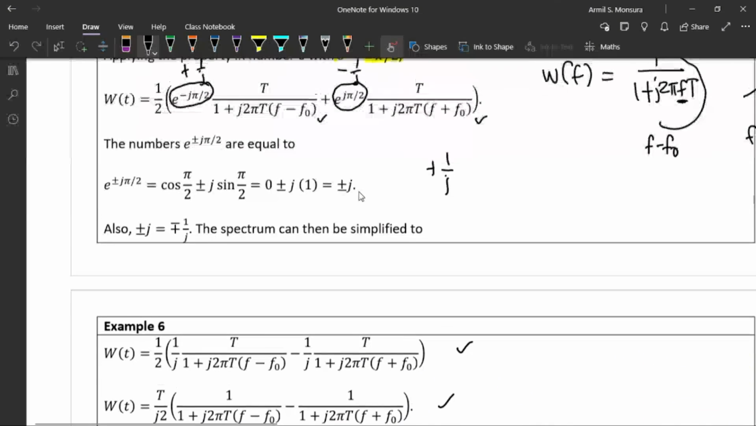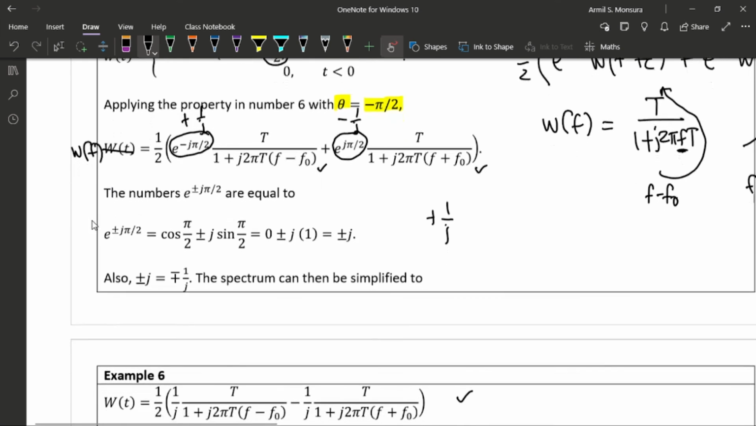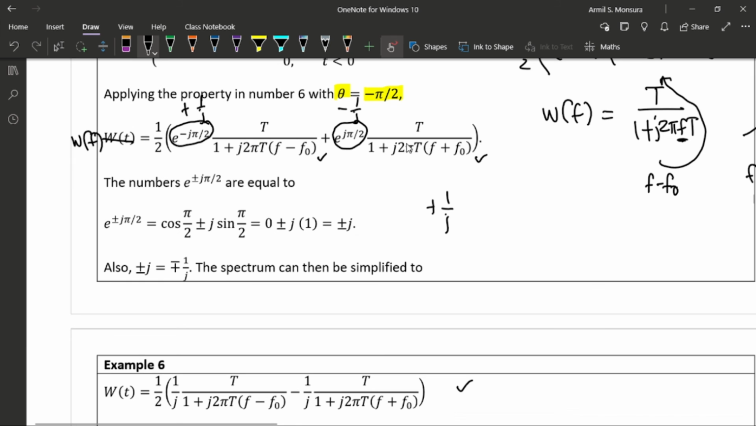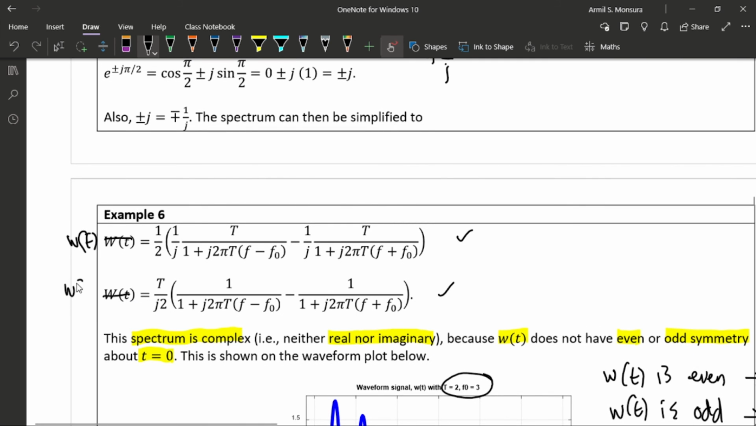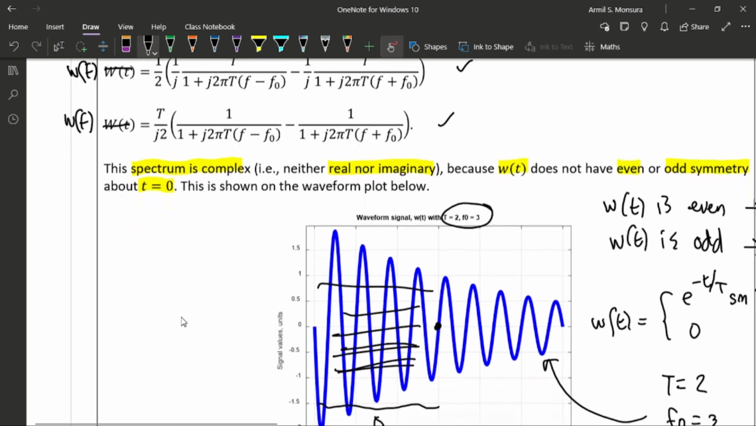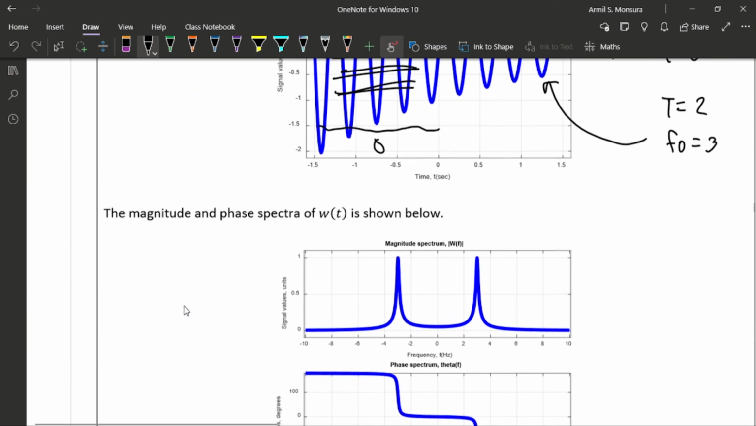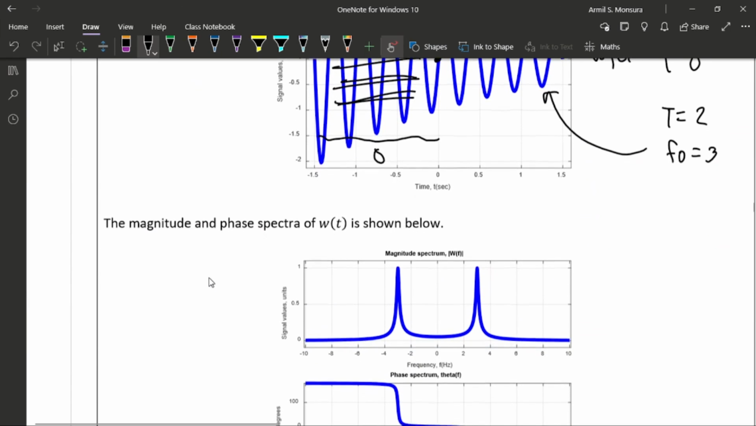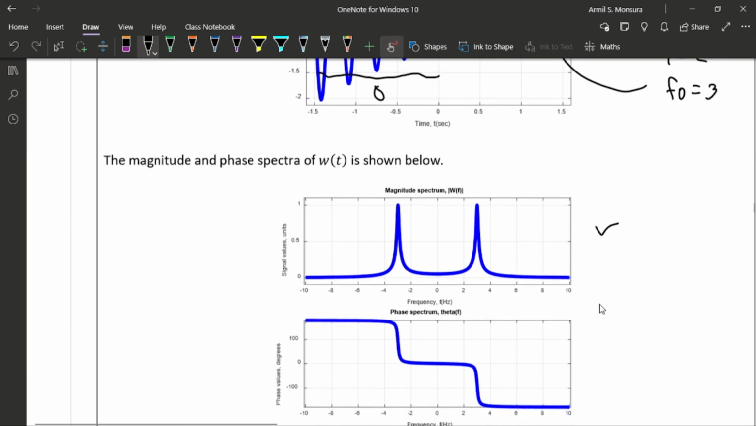And by the way, this is WT. Okay. This is spectrum already. So, yung spectrum na to, dapat WF na siya. So, this is WF. Okay. So, there. Now, if you now take a look at magnitude and phase spectra of your waveform, you would now have this. Okay, and this.